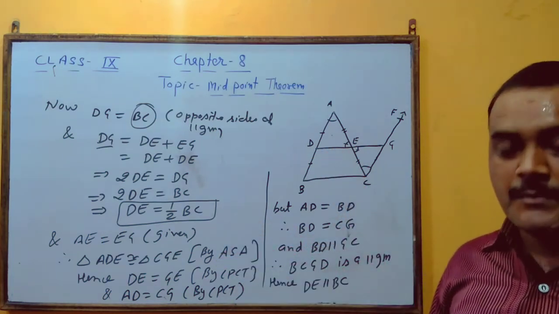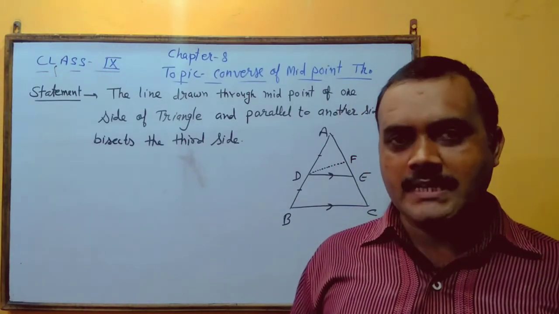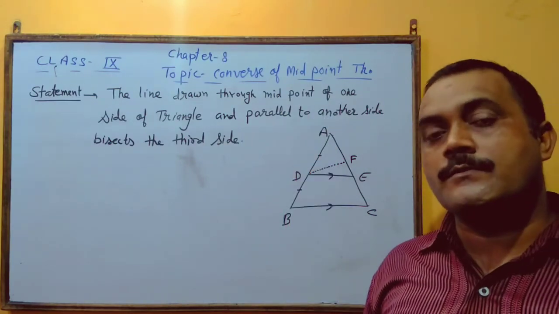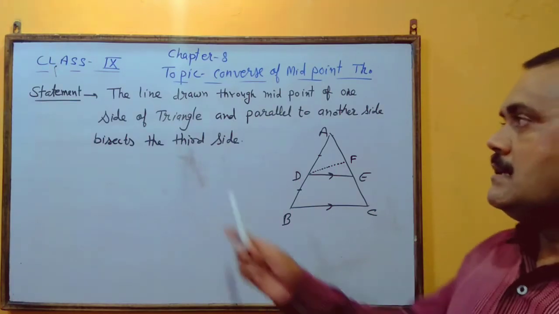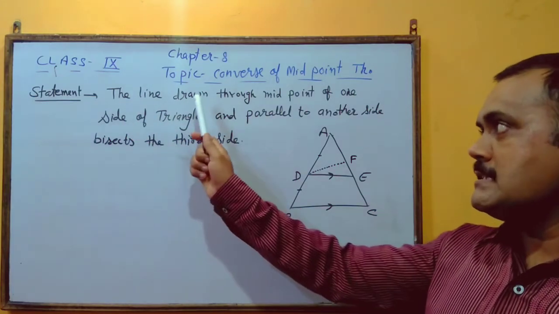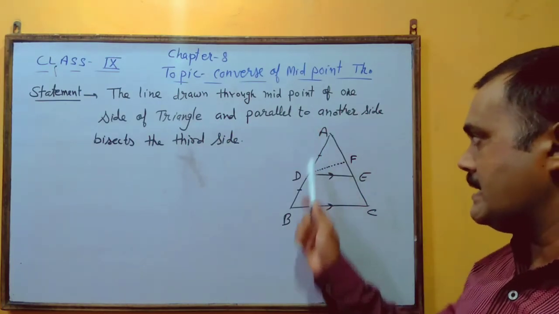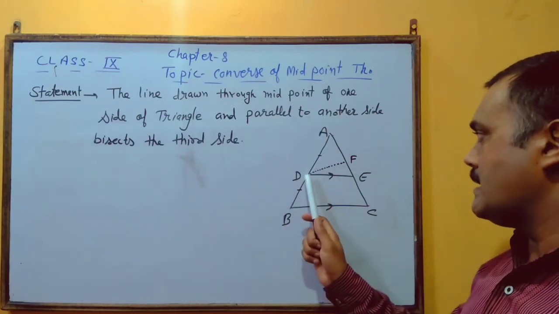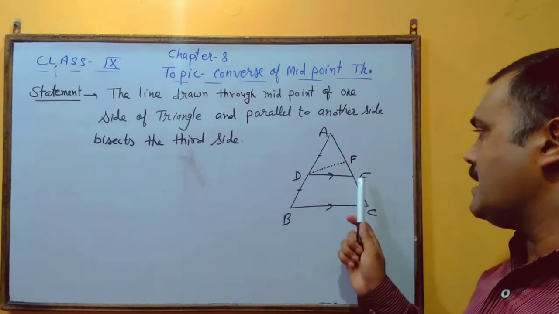So this is quite simple proof. Hope you understood how to do. Now our next topic is converse of midpoint theorem. This is just opposite to the theorem which we have discussed just now. What is it? You can see the statement: the line drawn through the midpoint, suppose this D is the midpoint of one side AB of a triangle, and parallel to another side, and this DE is parallel to BC, then it bisects the third side, that means E should be the midpoint.